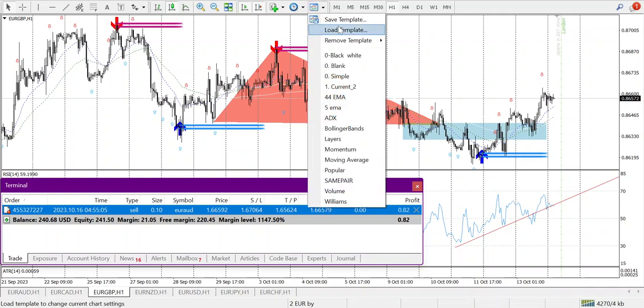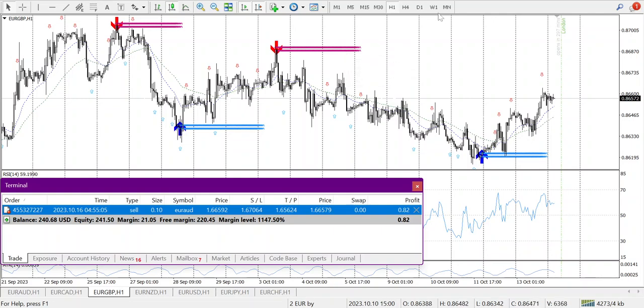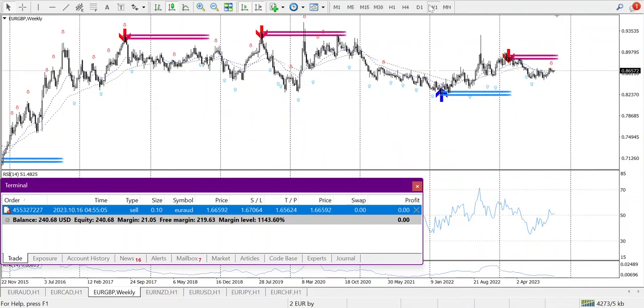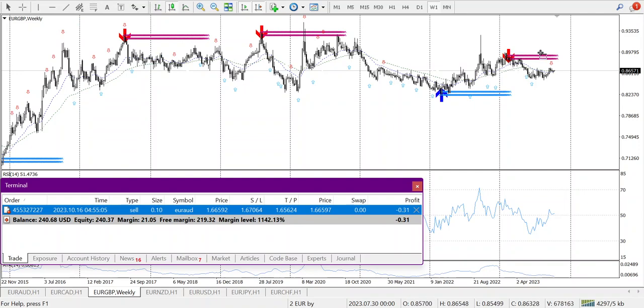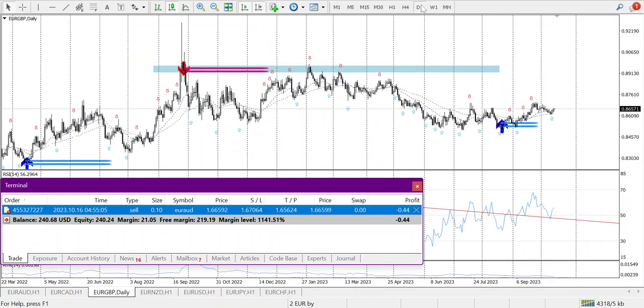I'm going to clear everything this way again. Weekly time frame. It is a downtrend because it made the high at this level with the divergence here on the weekly time frame. The downtrend had started. So the market was going down. It took some resistance level here, support level here, and the market is trying to go up.